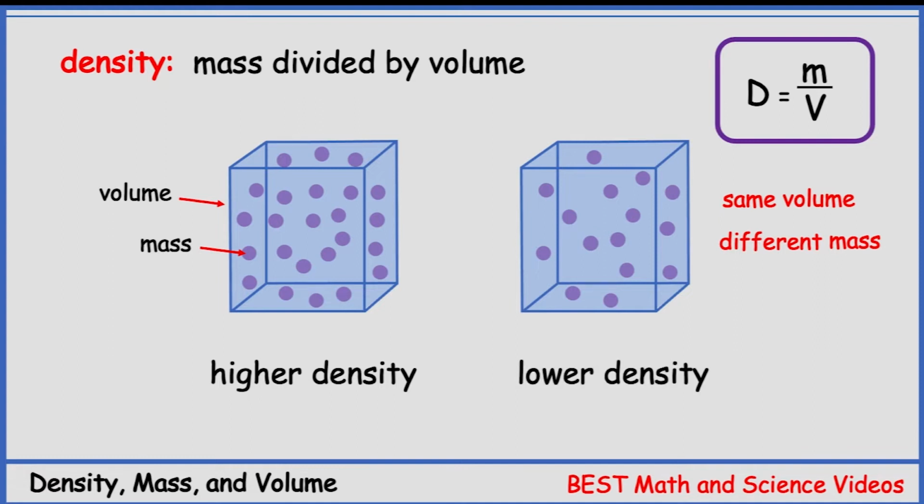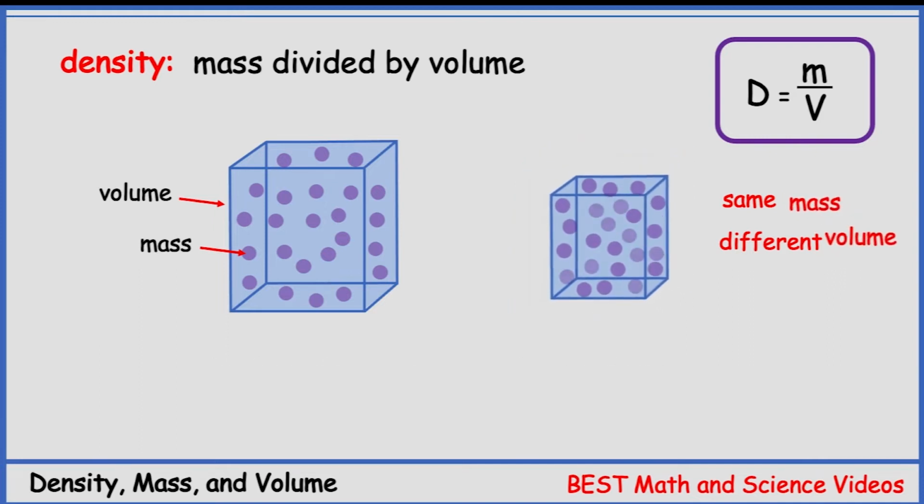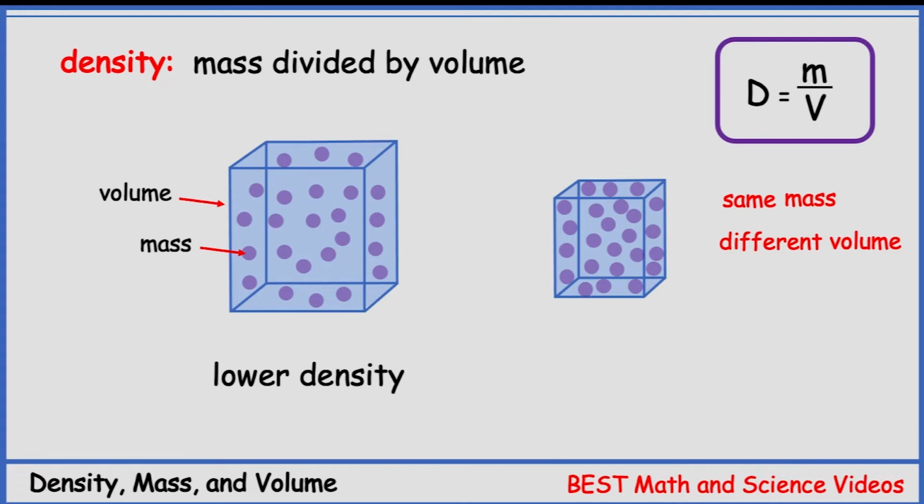But now consider the case when the volumes are not the same. These objects have the same mass, but a different volume. When the mass is the same, the object with the larger volume has a lower density, and the one with the smaller volume has a higher density. In this model, you can see the higher density with how the particles are closer together.